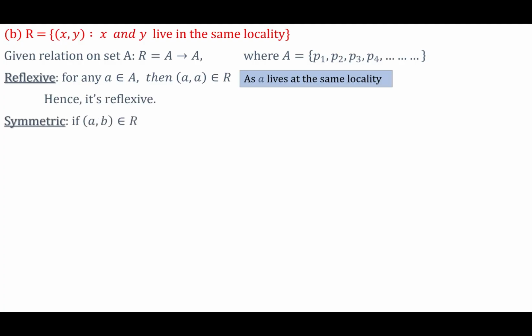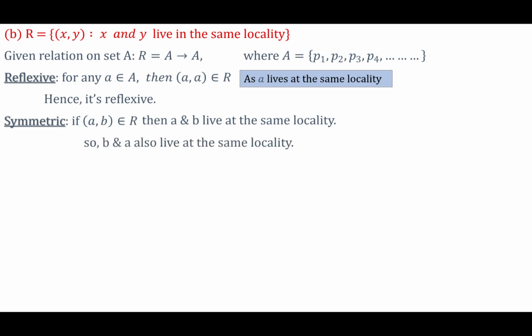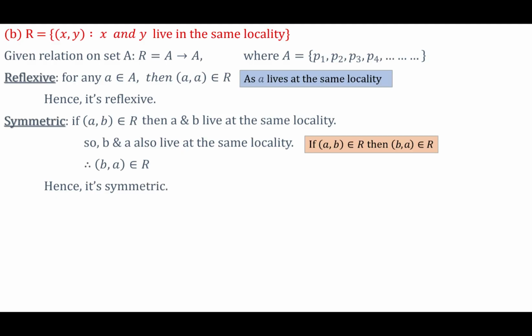Now, symmetric. If (a, b) belongs to R, according to the relation, a and b live in the same locality. A and b live in the same locality, which means b and a also live in the same locality. Right? The symmetric definition says if (a, b) belongs to R, then (b, a) must belong to R. Hence, it is a symmetric relation.